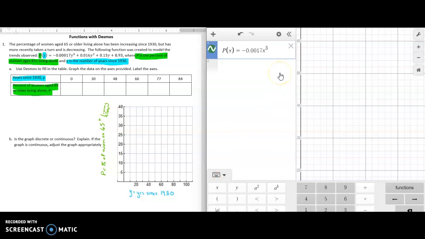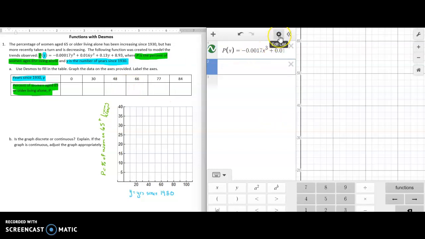Then we have 0, move it over, plus 0.016x. Again, we can use the A to the B button, or we can just say A squared because it is the squared term, plus 0.13x plus 8.93.